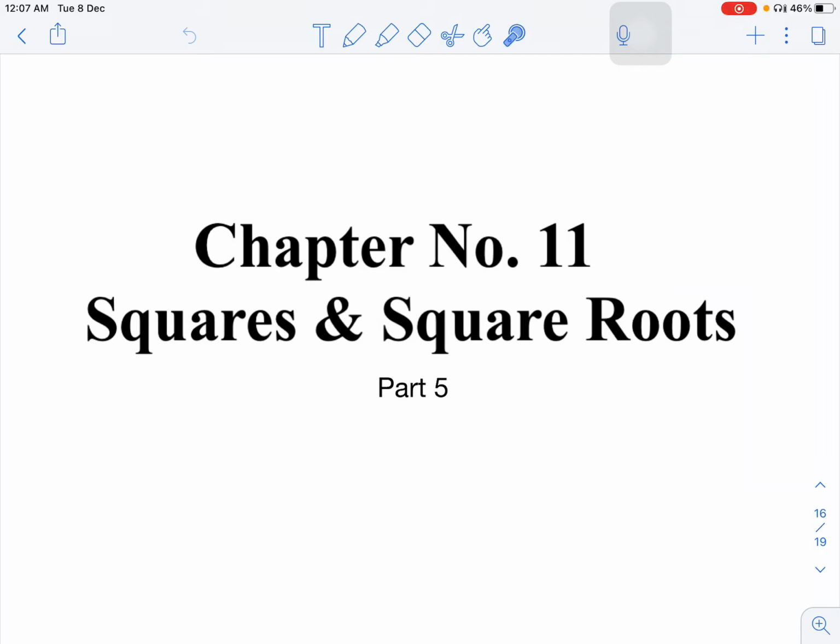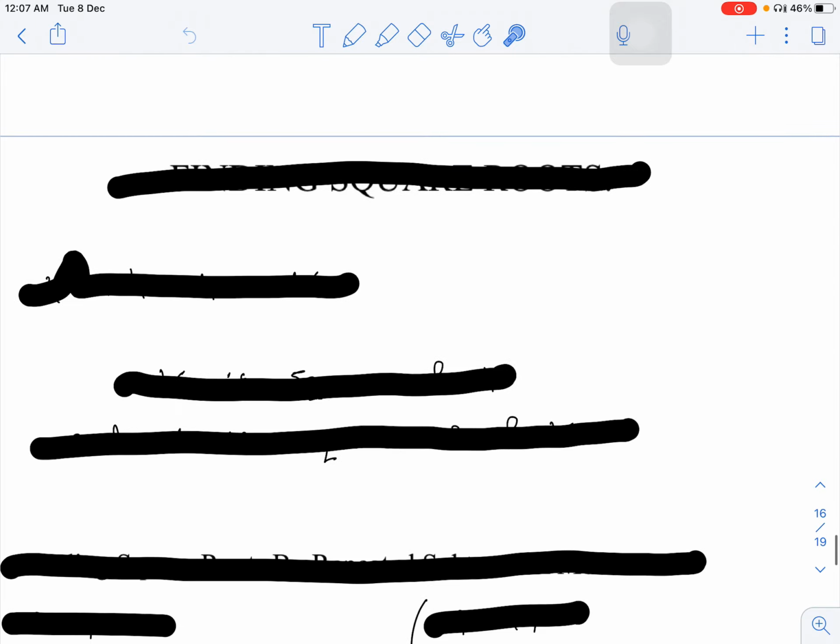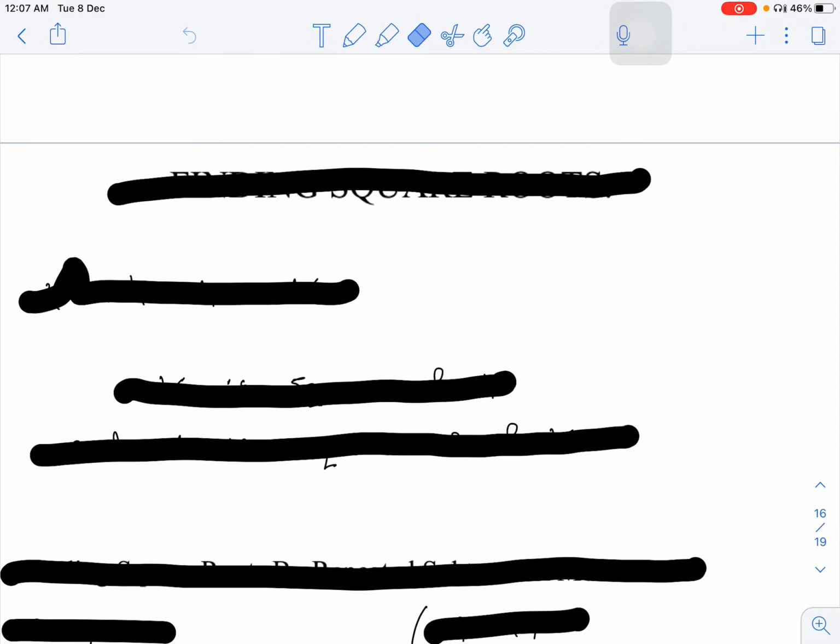So, hello students. Today we are going to learn part 5 of chapter number 11, that is squares and square roots. Up till now we have learned how to write squares of different numbers. Now today we are going to learn how to find the square root of any number. Okay. So, let us start.